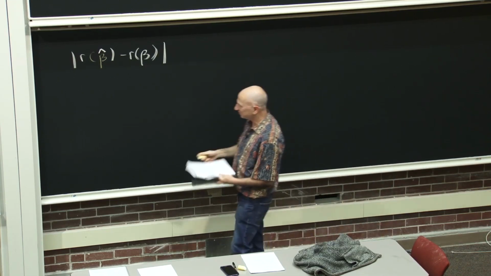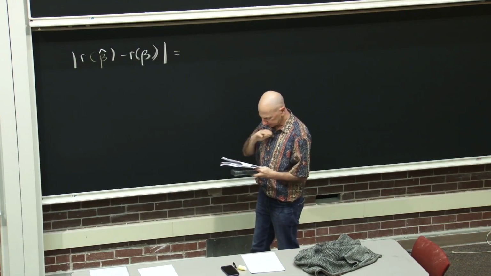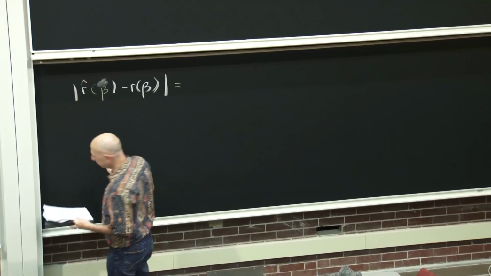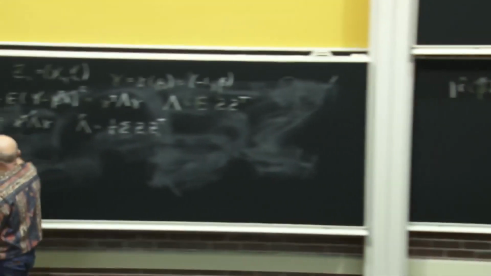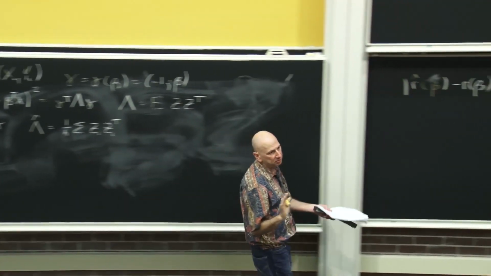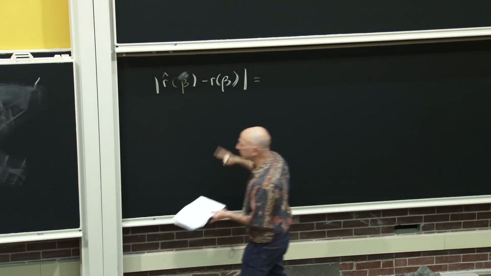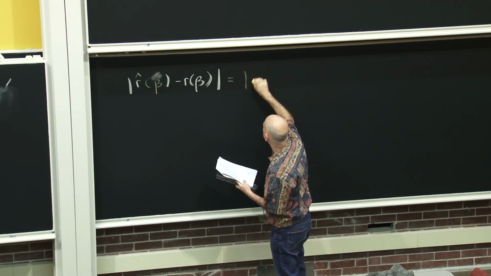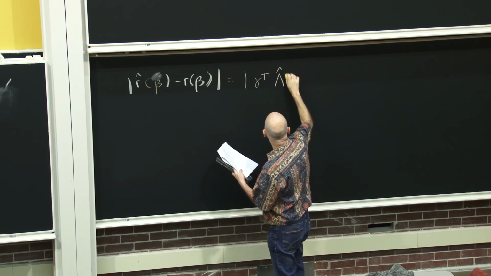So I'm just subtracting those two things. Sorry, that's not what I meant to do. Correction. Before I compare beta to beta hat, I want to do a preliminary step, which is compare r and r hat at a fixed beta. So just pick an arbitrary beta for the moment and compare r hat to r. Well, the only difference is the middle of that sandwich there. And so what we get is gamma transpose (lambda hat minus lambda) gamma.